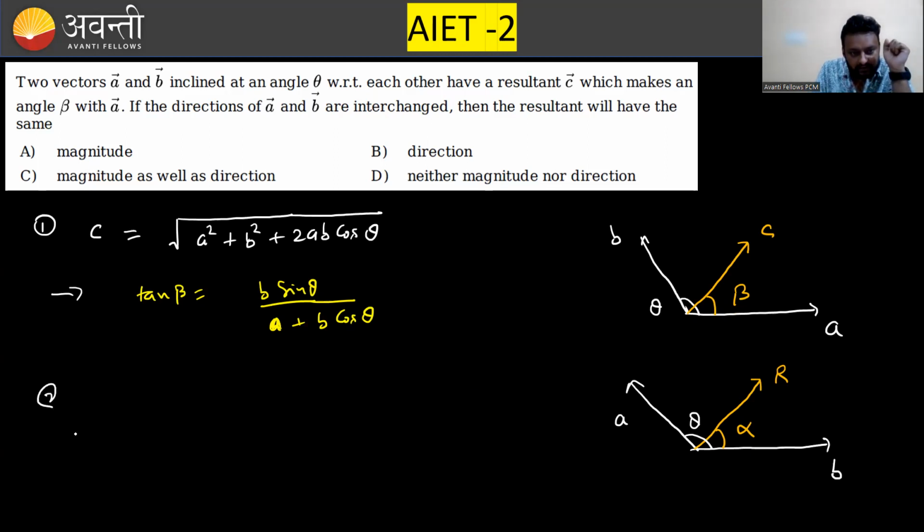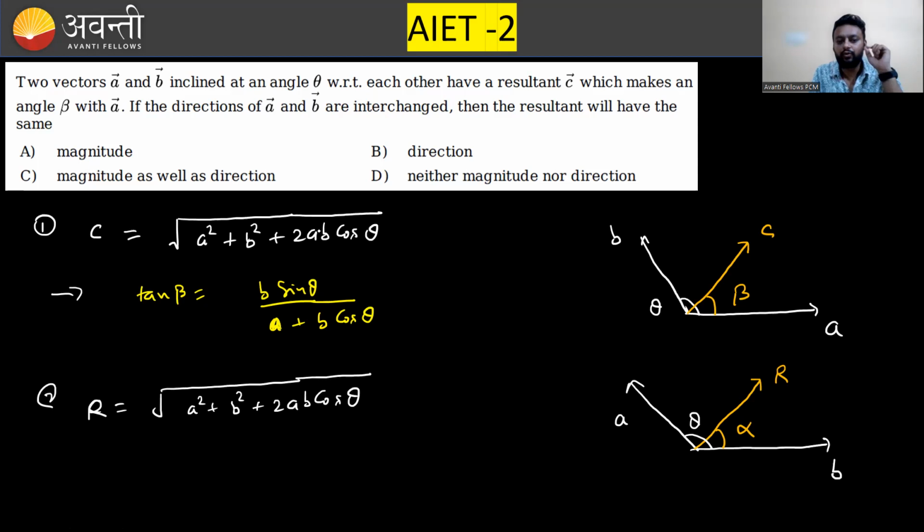Now for the second case, what will be the resultant? You will say R that we have considered equals root of A square plus B square, first vector square, second vector square, plus 2AB cos theta. So you can clearly see that the magnitude of the first diagram and the second diagram is similar. That means the magnitude is going to be the same.